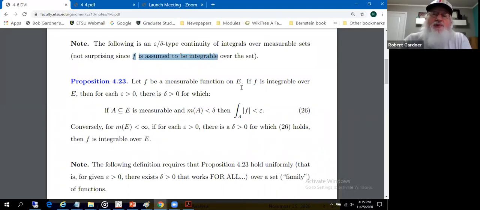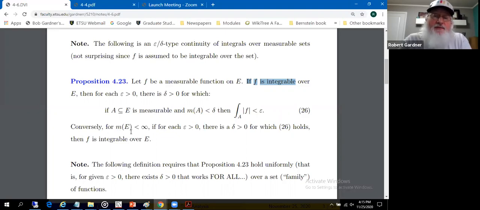Let f be a measurable function on set E. If f is integrable over set E, then for each epsilon greater than 0, there's a delta greater than 0 for which, if A is a measurable subset of set E and its measure is less than delta, then the integral over A of the absolute value of f is less than epsilon. So what it's saying is that when you have an integrable function, integrals over little sets are little, in a very specific way in the logic of the epsilons and deltas.